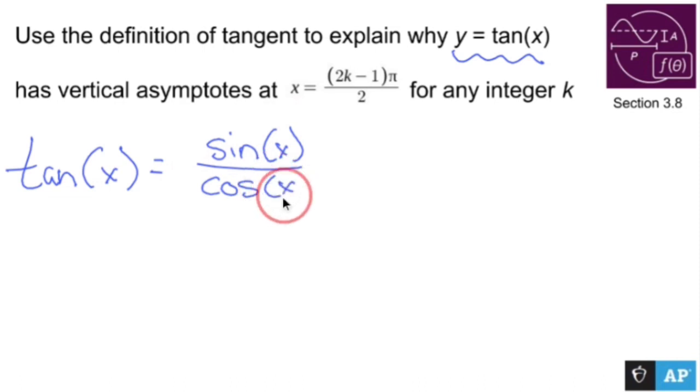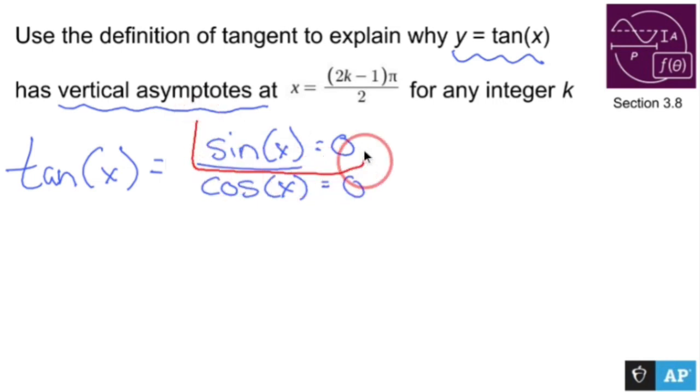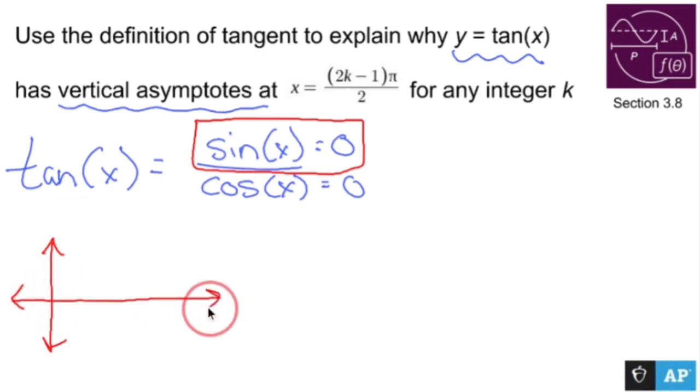Now, vertical asymptotes exist when the denominator is equal to 0 as long as the numerator is not equal to 0. So we have to take a look at both of these. Let's label sine in red, and let's graph what sine looks like generally speaking. Okay? Keep this very simple.